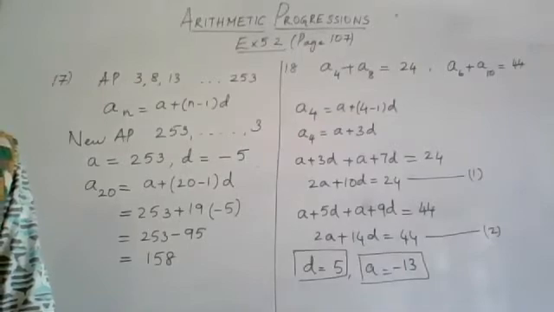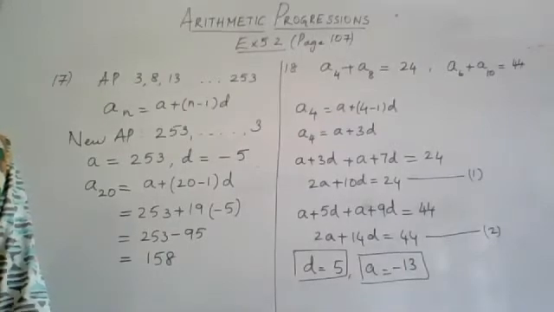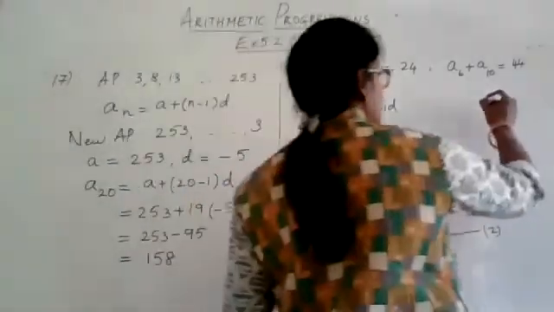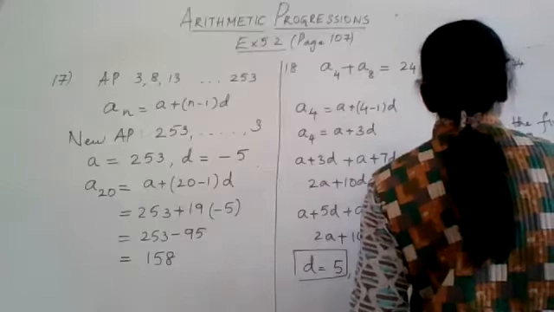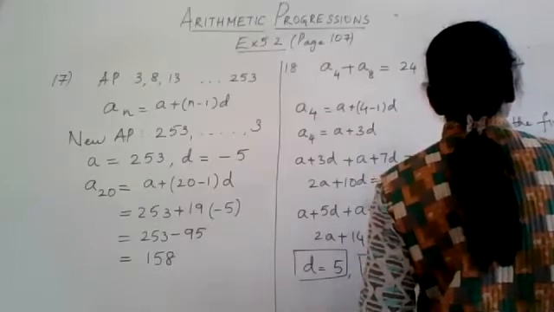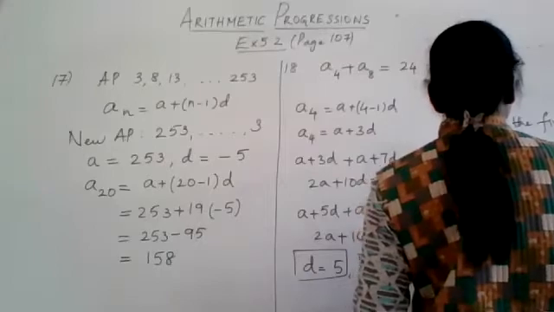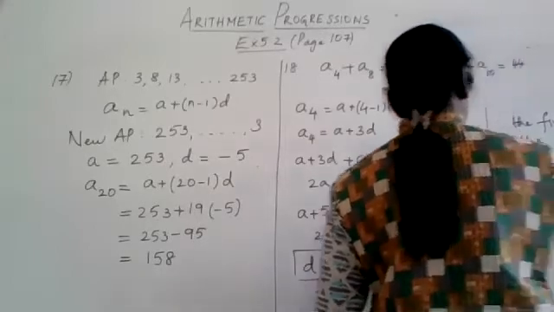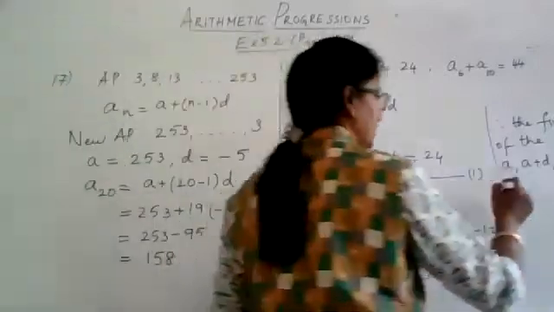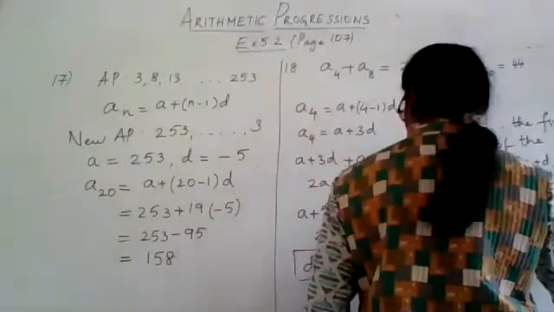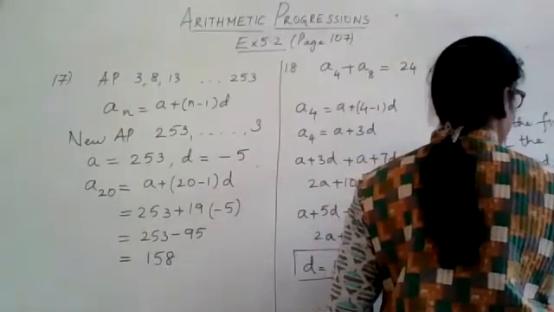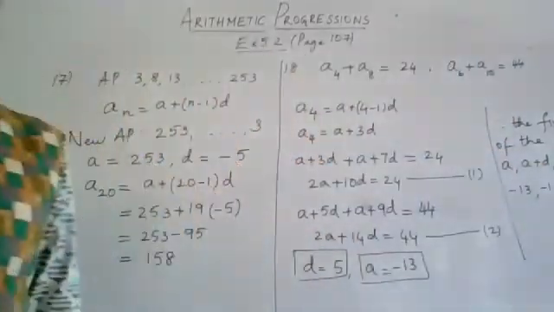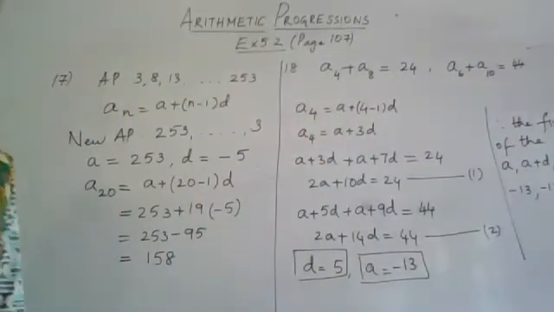Once you get your A and D, do you stop there? What should you find out? The first three terms of the AP will be A, A plus D, and A plus 2D. So substitute your values there. A is negative 13. The second term will be negative 13 plus 5. The third term will be negative 13 plus 10. So the three terms will be negative 13, negative 8.